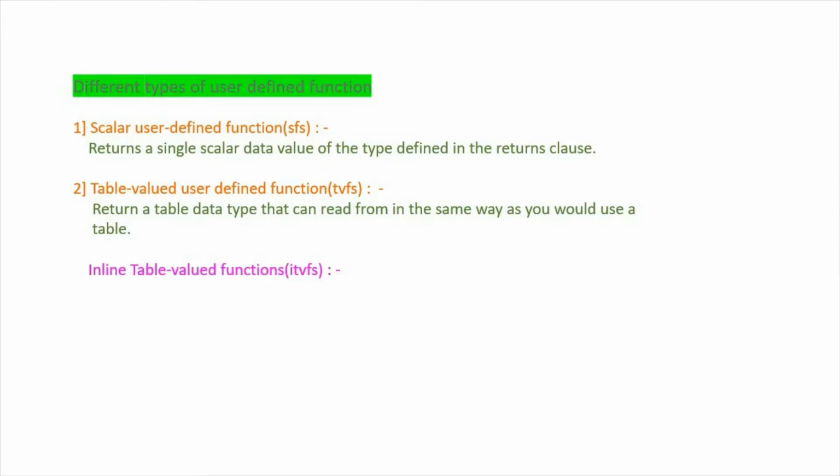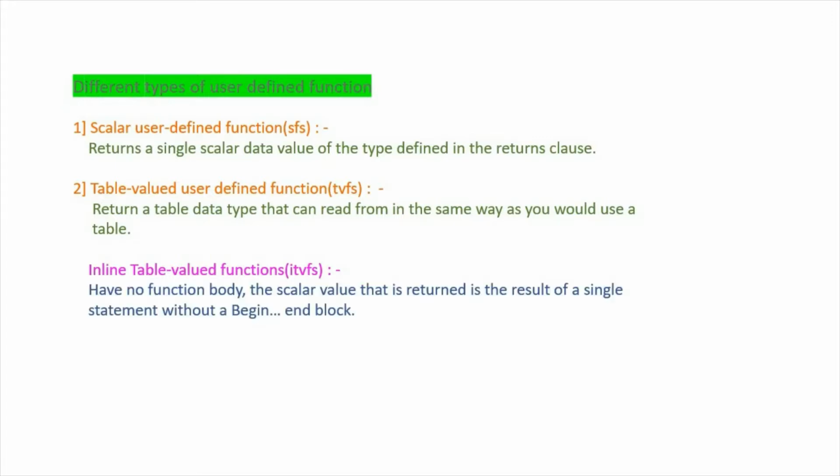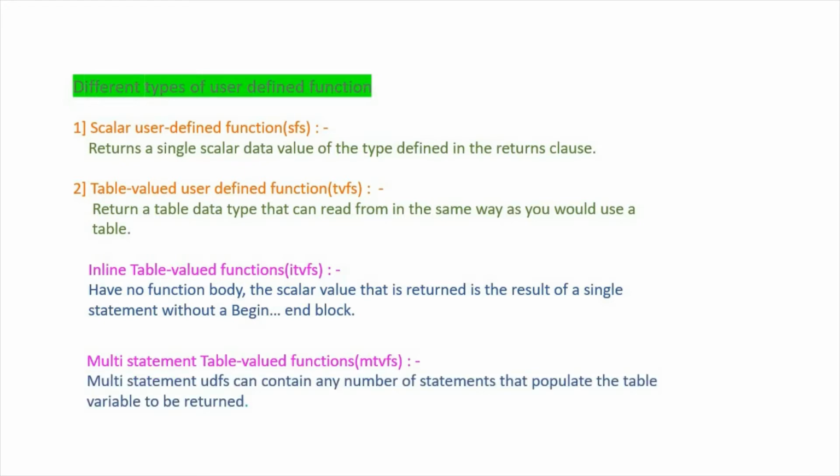Inline table-valued functions (ITVFs) have no function body. The value that is returned is the result of a single statement without a BEGIN END block. Multi-statement table-valued functions (MTVFs): multi-statement UDFs can contain any number of statements that populate the table variable to be returned.